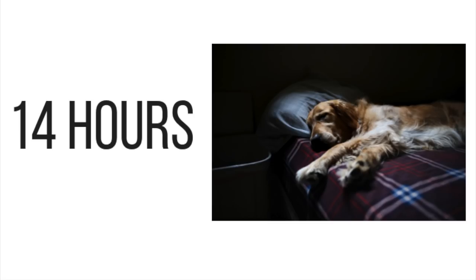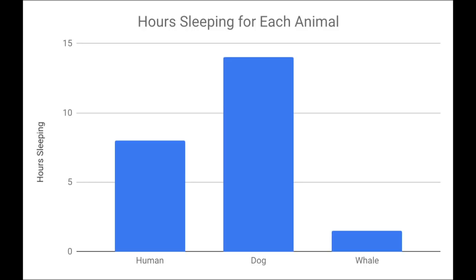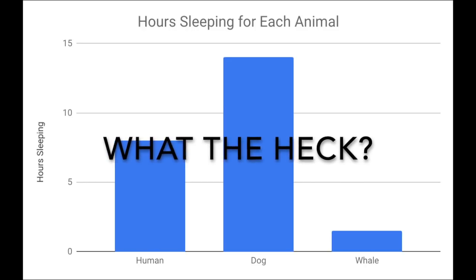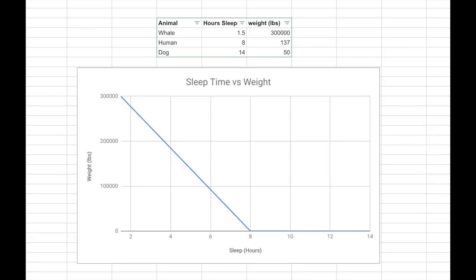The main question of the video that I want to focus on today is, why do humans sleep 8 hours, dogs sleep 14 hours, and whales sleep 1.5 hours with actually half their brain still awake? So if we just plot this on a bar graph, we kind of see these numbers, and it's what the heck. So anyways, let's go to Excel, let's plot this weight versus sleep.